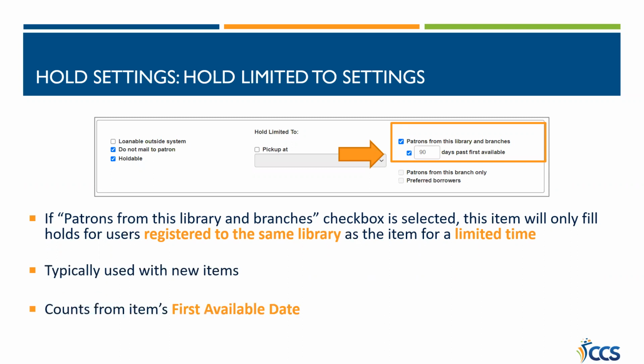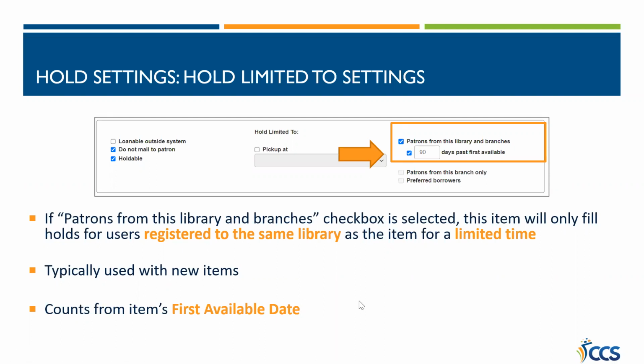To calculate that period, this setting uses the item's first available date. And the first available date is the date the item went into circulation, so the date it was first available to be checked out.